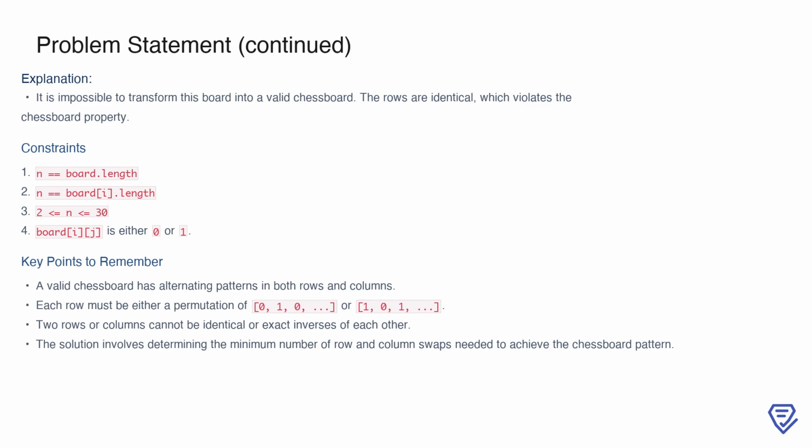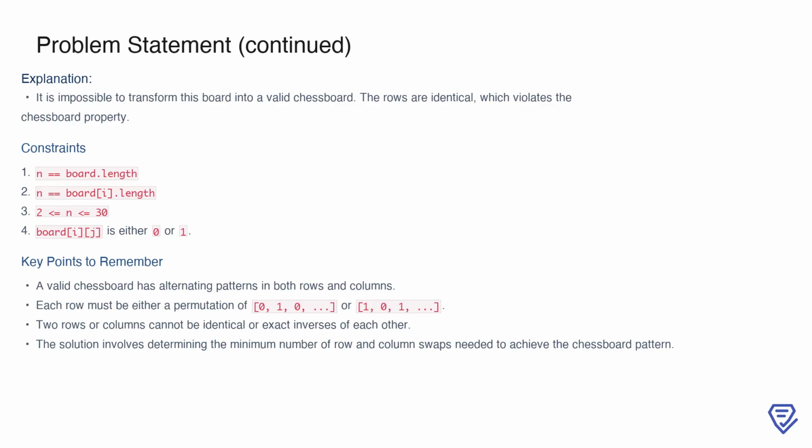In the third example, the input is another 2x2 board, but this time the rows are identical. The output is -1 because it is impossible to transform this board into a valid chessboard. The reason is that the rows are the same, which violates the chessboard property that no two rows or columns can be identical. This example highlights the importance of the structural constraints in determining whether the transformation is feasible.